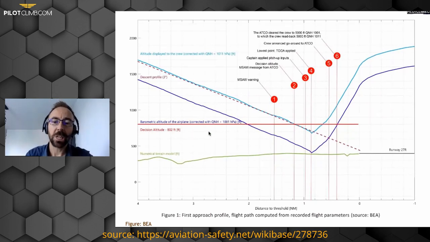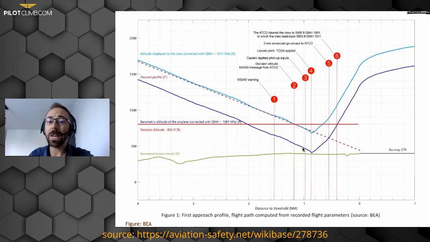In here, in this graph, you can see the light blue line is the altitude that was displayed to the crew by the altimeter. And the dashed line is actually the correct profile. So as you can see, the indication that the pilot had was correct. However, this dark blue is actually the path that the guys were flying. Okay, so as you can see, their indicated altitude was higher than the real altitude.